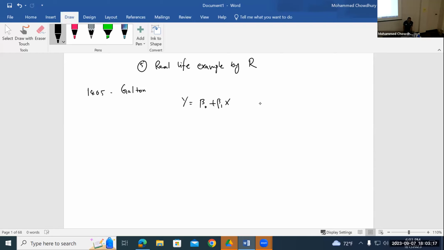Okay. And in 1805, Dr. Galton added a term known as the error term to this model, and he put it here like this. Also put the suffix i, n. And then he said that this is now a linear model. Understand? In 1805, he proposed these things. He not only proposed, he also further discussed how to estimate beta 0 and beta 1.